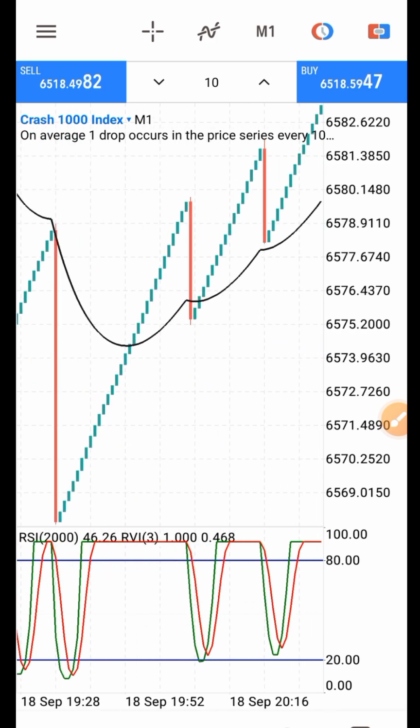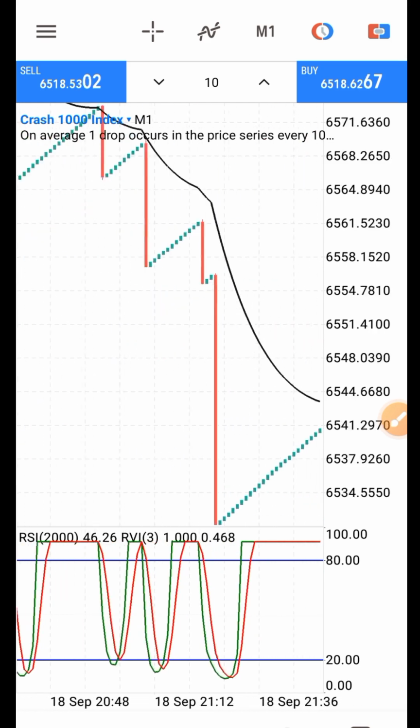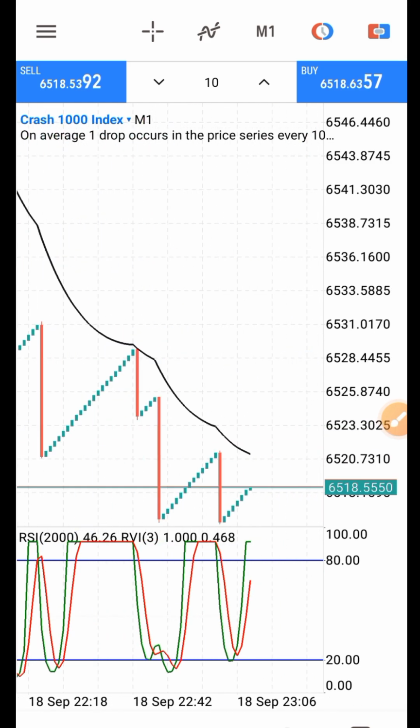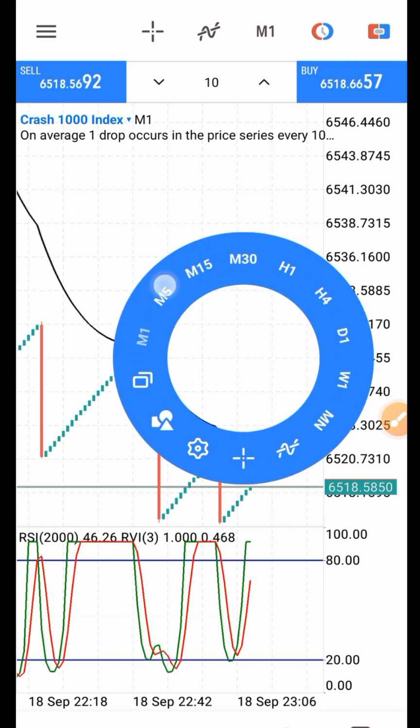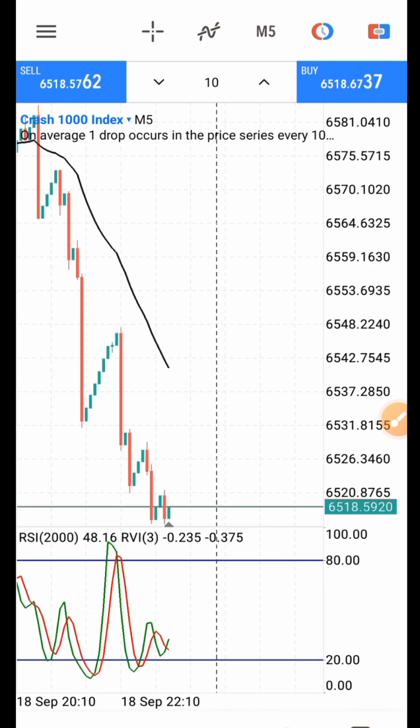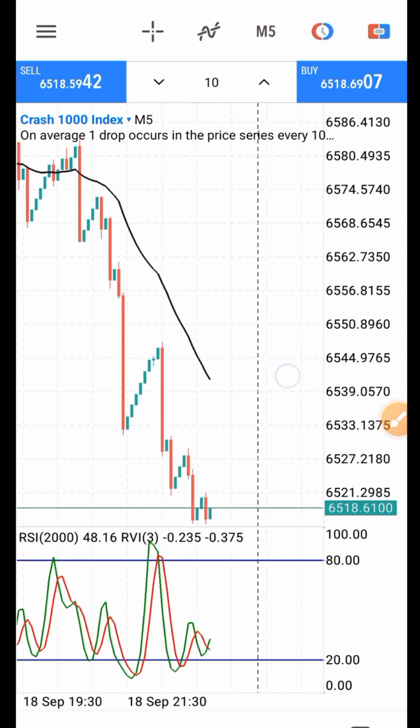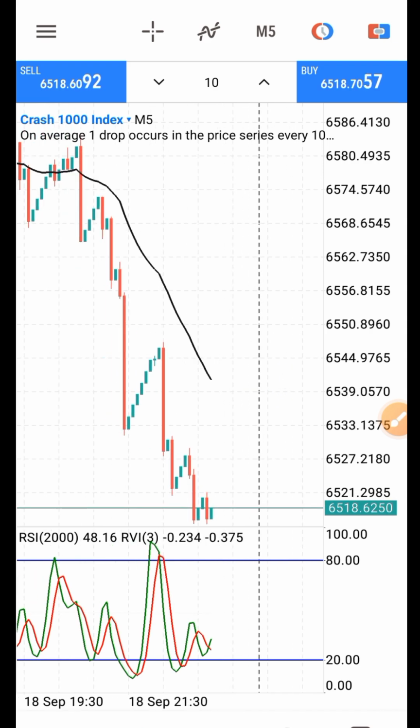So how does this strategy work? You go to 5 minute time frame to dictate what the market is doing. Then you come back to 1 minute time frame for entry. This strategy is very effective on both boom and crash market. So go to M5. What are you looking for in M5? You check when the market is oversold. We are buying for crash, we are selling for boom. So when the market is oversold already, we are going to buy.